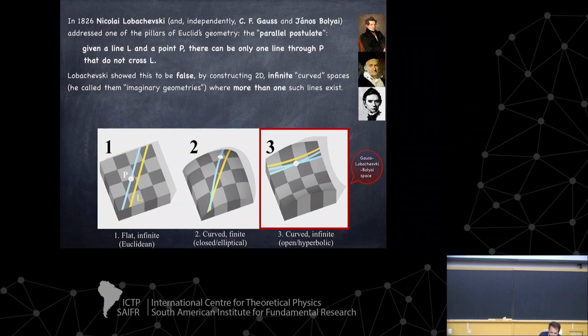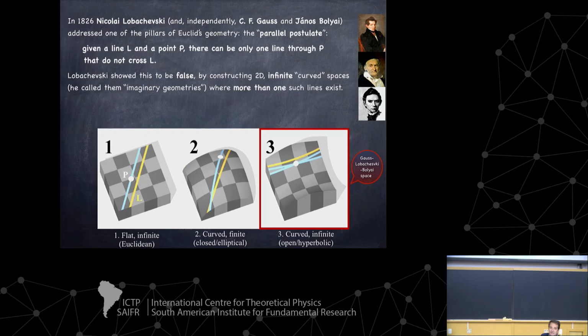So just to remind you how this all started, it started in the 19th century when some mathematicians started to play around with the idea that you could have spaces which are non-Euclidean, which are still what we would call today homogeneous and isotropic, meaning that any point in this space is equivalent to any other point, and there are no preferred directions.